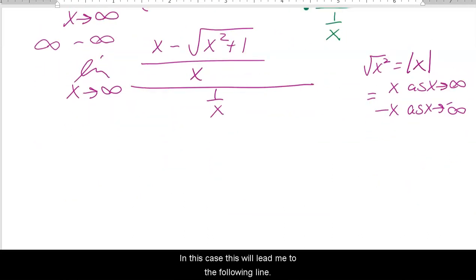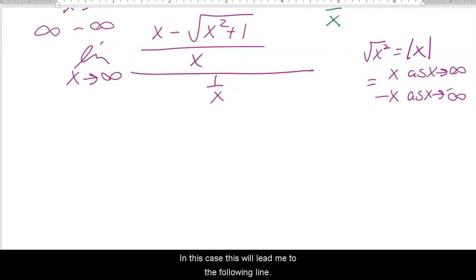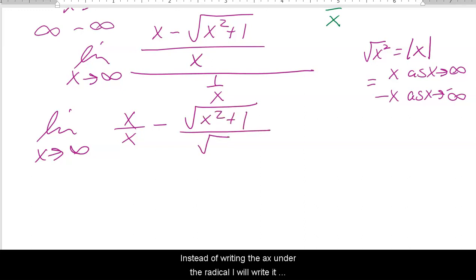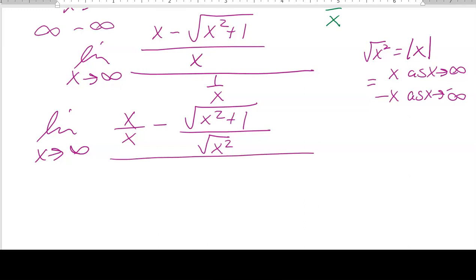This gives me the limit as x approaches infinity of x divided by x, minus the square root of x squared plus 1 divided by, and instead of writing the x under the radical, I will write it as the square root of x squared, since it is x as x goes to infinity, all divided by 1 over x. Now when I simplify this a little bit, I get the following.